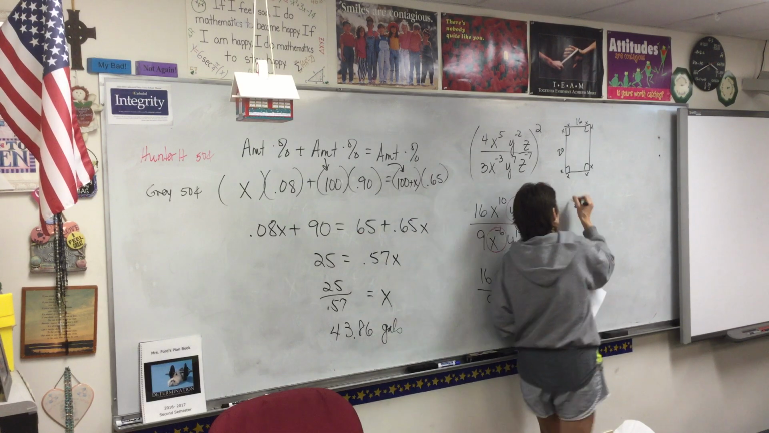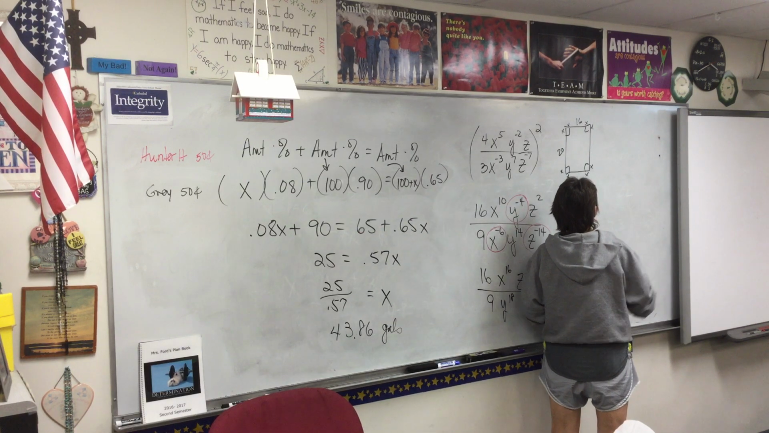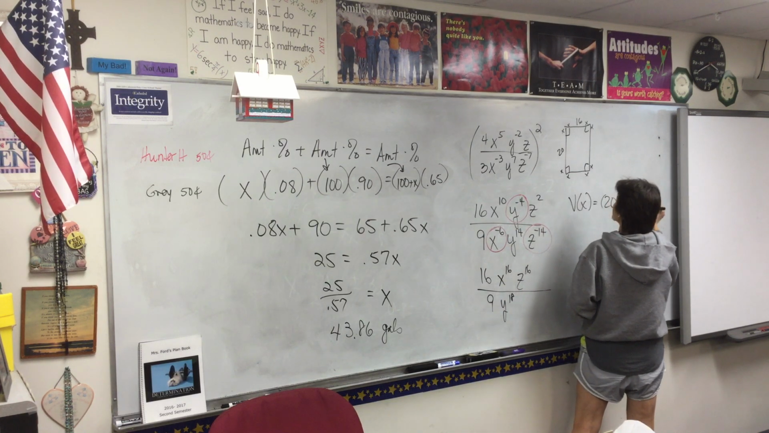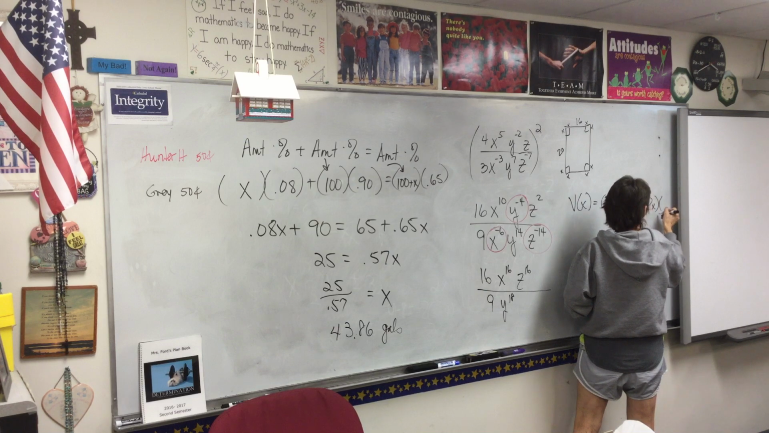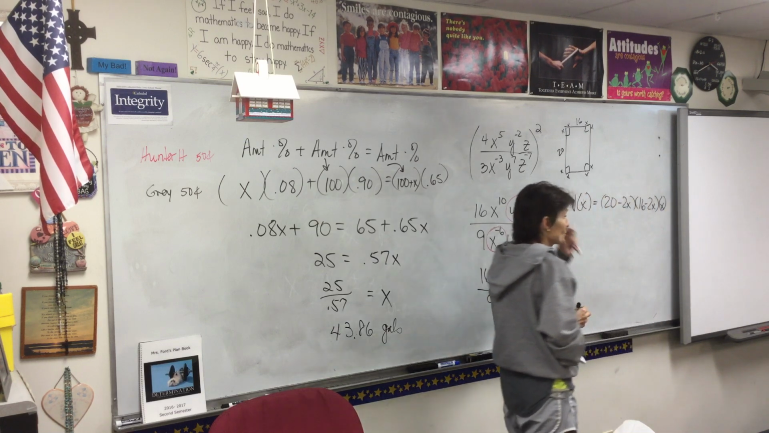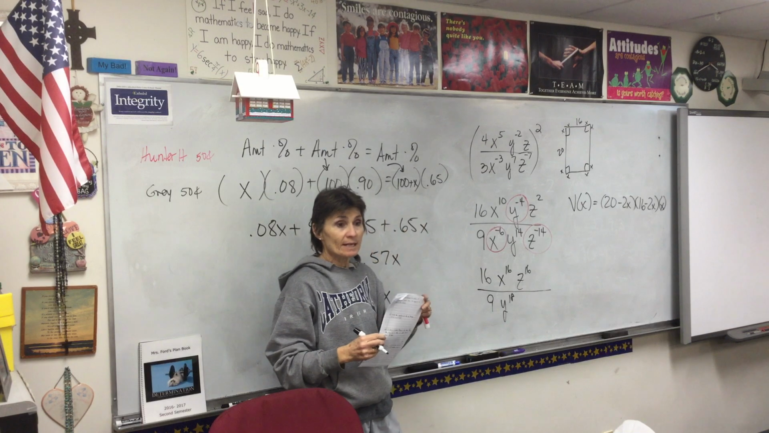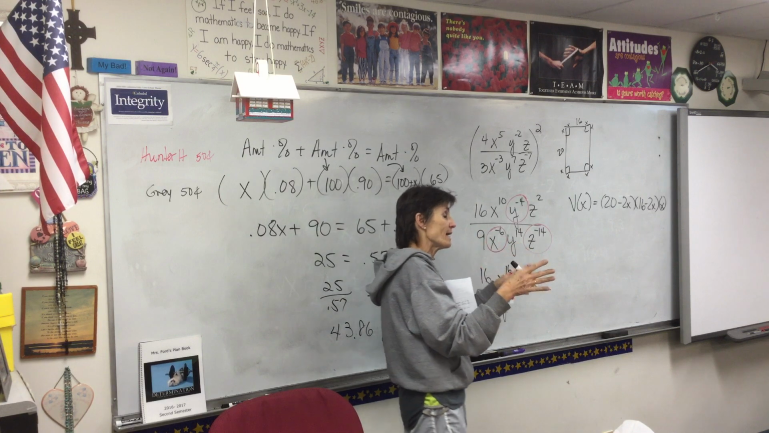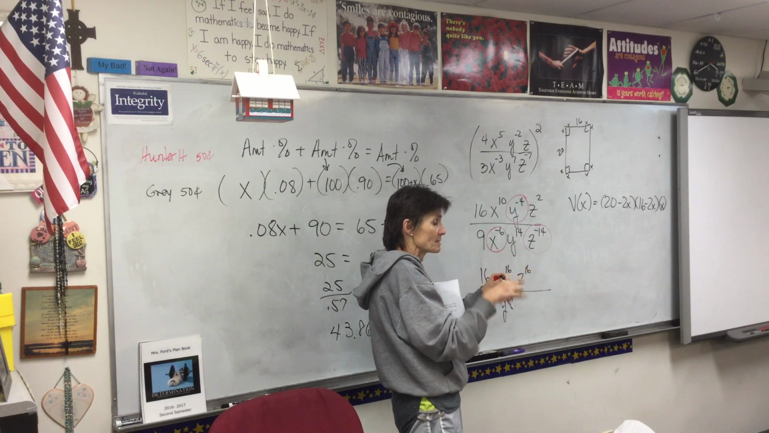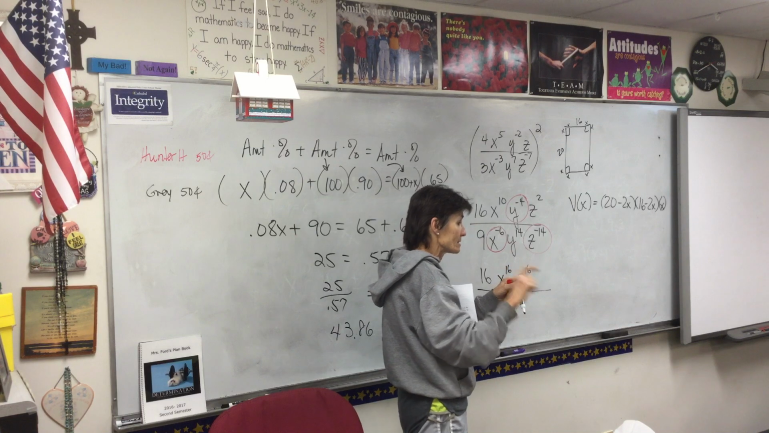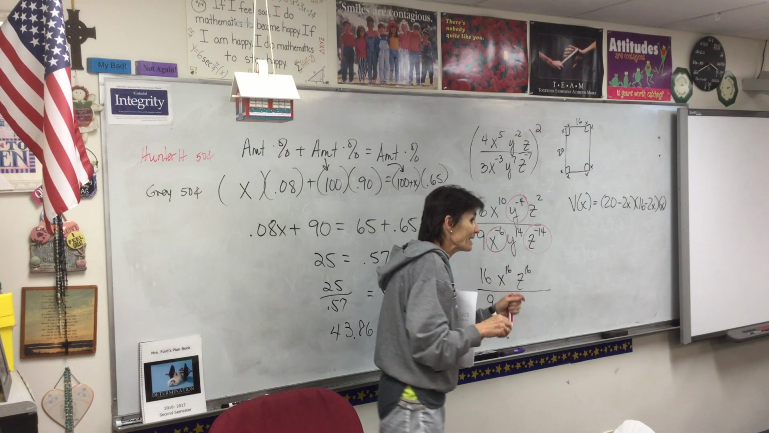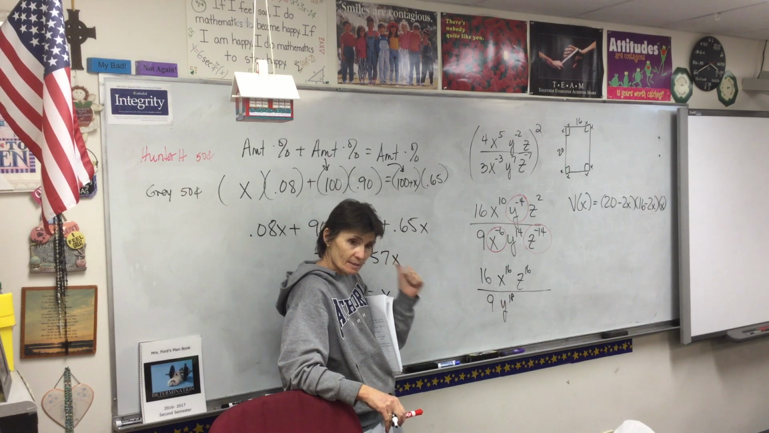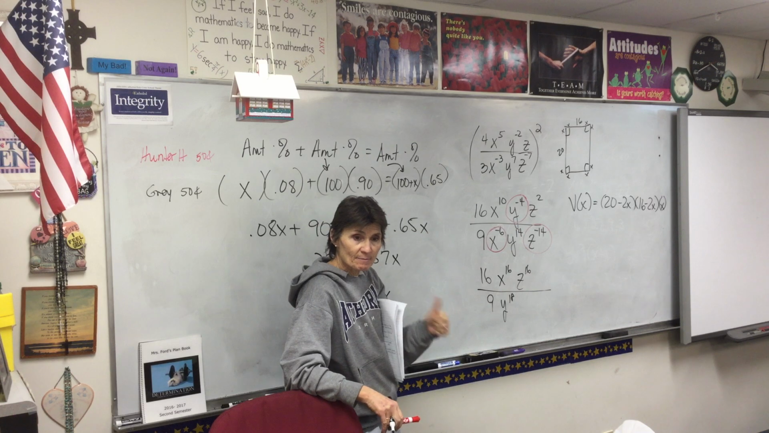So what's your equation for the volume of the box? 20 minus 2x. 16 minus 2x. And x. It's 20 minus 2x, 16 minus 2x, and x. Because x is the height of the box. If you fold up those flaps, x is how big it is, how tall it is. So that is the volume: 20 minus 2x, 16 minus 2x, times x.